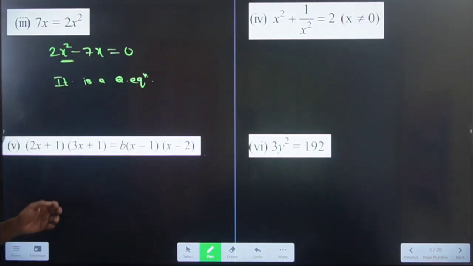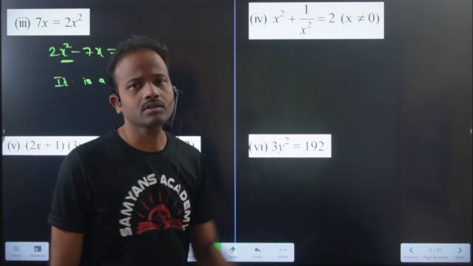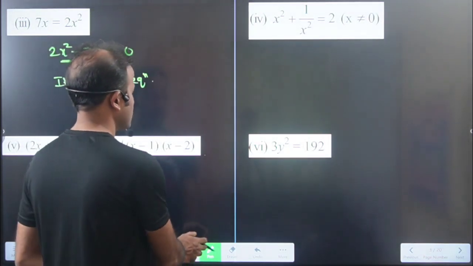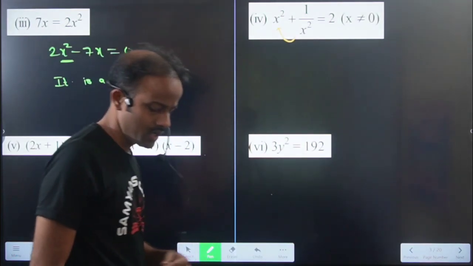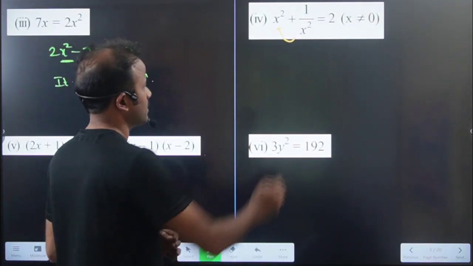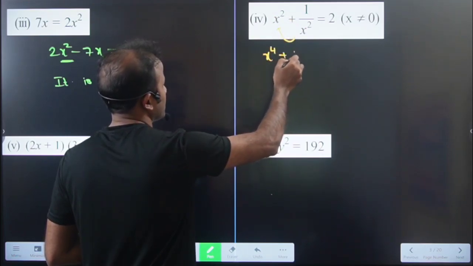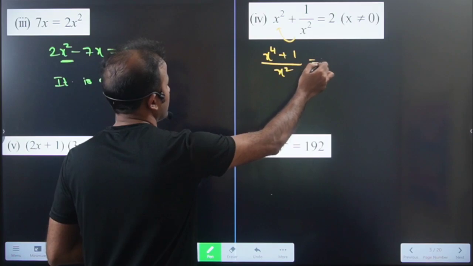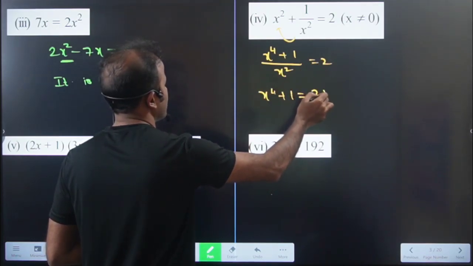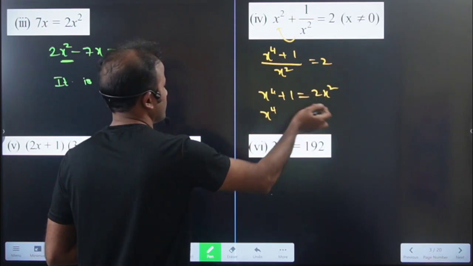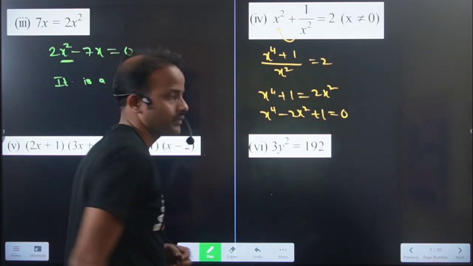Okay, now here we have one more question, number 4. Can you tell this is a quadratic equation? Okay, so now please convert this in the form of ax square plus bx plus c. So let us see it is a quadratic equation or not. So when you multiply this x square with x square, what will you get here? X power 4 plus 1 whole by x square equal to 2. So x power 4 plus 1 equal to, by x square when you take it this side, it will become 2x square. So x power 4, 2x square when you take it this side, it will become minus 2x square plus 1 equal to 0.